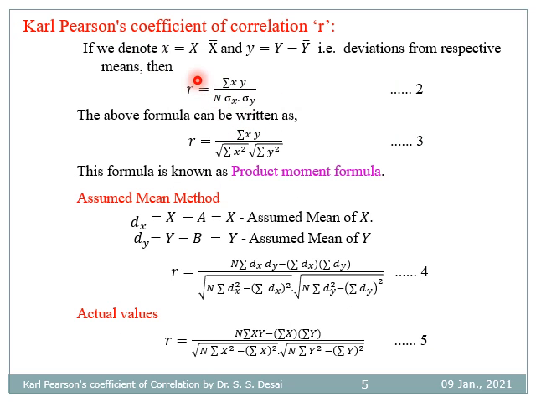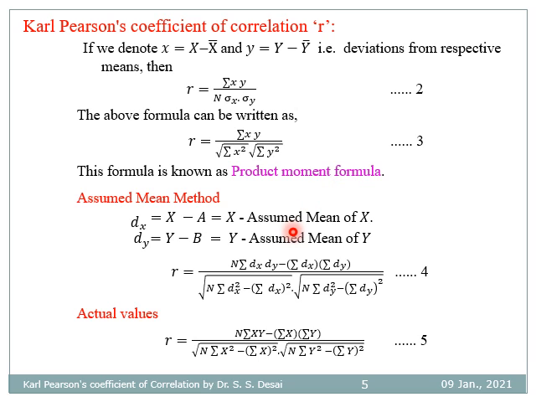Now the above formula can be written as follows. If we denote small x equal to x minus x bar and small y equal to y minus y bar, that is the deviations from respective means, then the formula can be written as r equal to summation of x into y divided by n into sigma x into sigma y. Again, in terms of deviations and sum of squares of deviations, the formula becomes r equal to summation of x into y divided by root of summation x square into root of summation y square. This formula is known as the product moment formula.